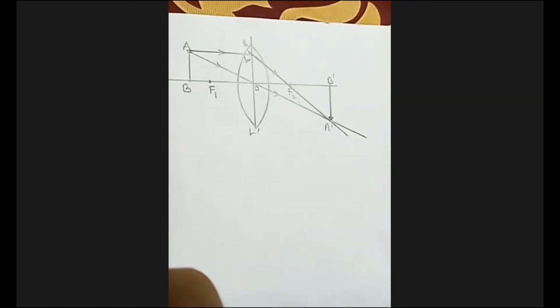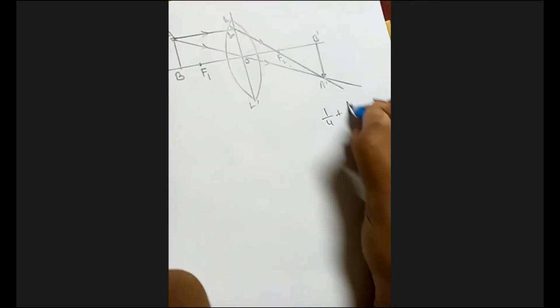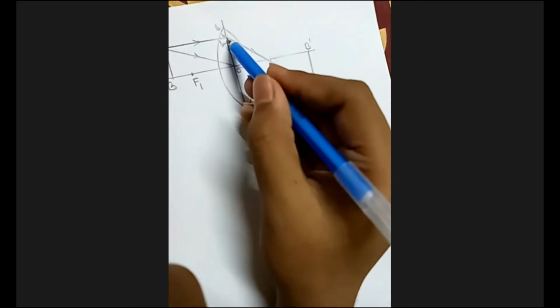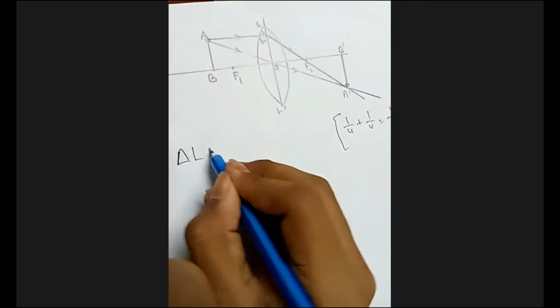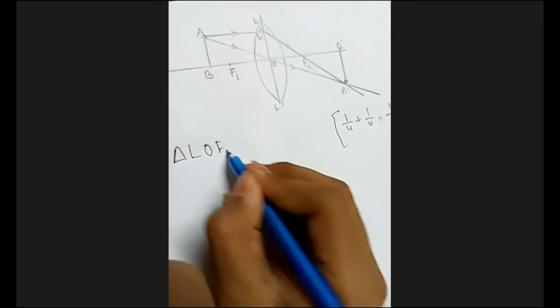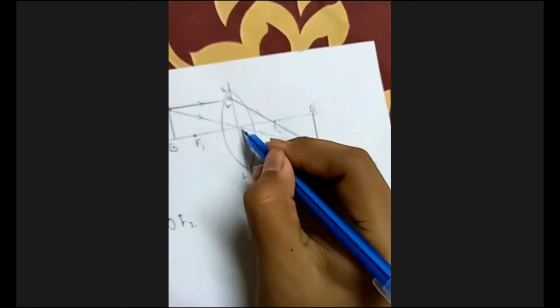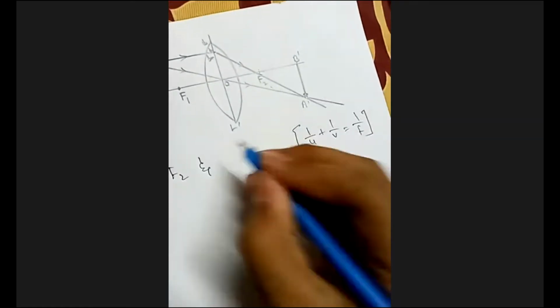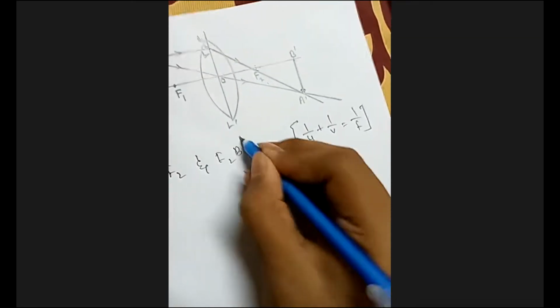Okay, so the last is the derivation of this famous formula. This is again the image formation of an object in a convex lens. So I'm going to derive the same formula, 1 by u plus 1 by v equals 1 by f. First of all, I'm going to take triangle LOF2 and triangle F2 B' A'.